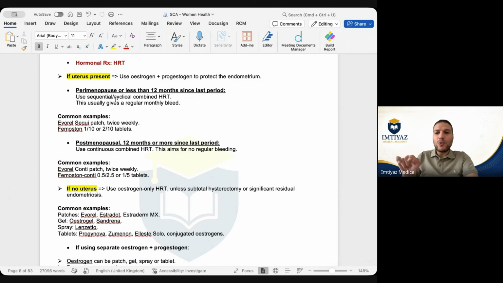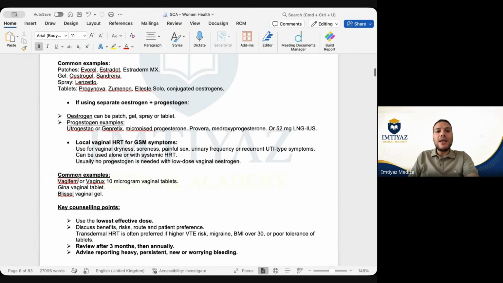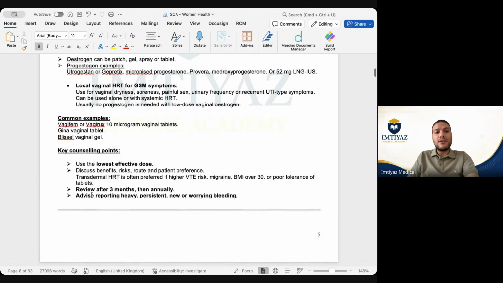So it will mimic the normal hormonal changes in her cycle when she used to have a monthly bleed. You will find here many examples. For example, Evorel Conti or Evorel Sequi patch, if she prefers a patch, or a tablet from Stone tablet. That is a combined one, and so on. So we'll have here different options, even different names for vaginal forms, like Blissel vaginal gel. If her main issue is only topical vaginal symptoms, you can give Blissel vaginal gel.